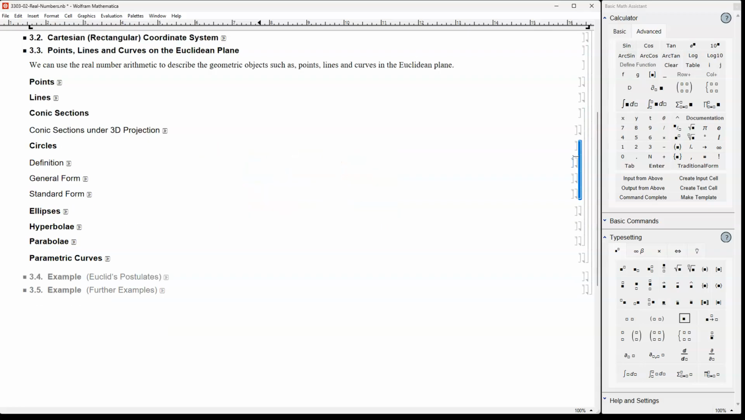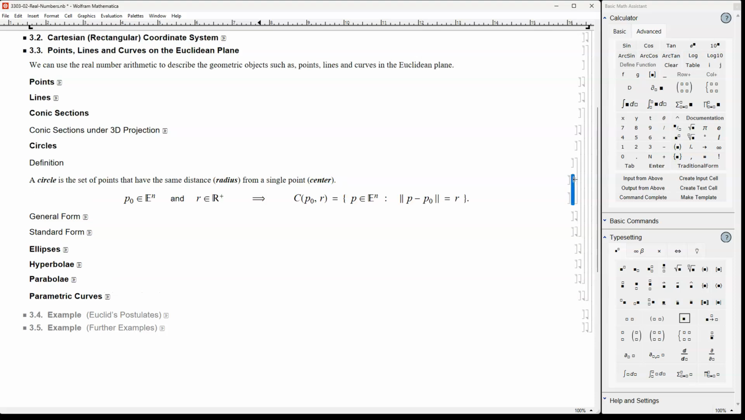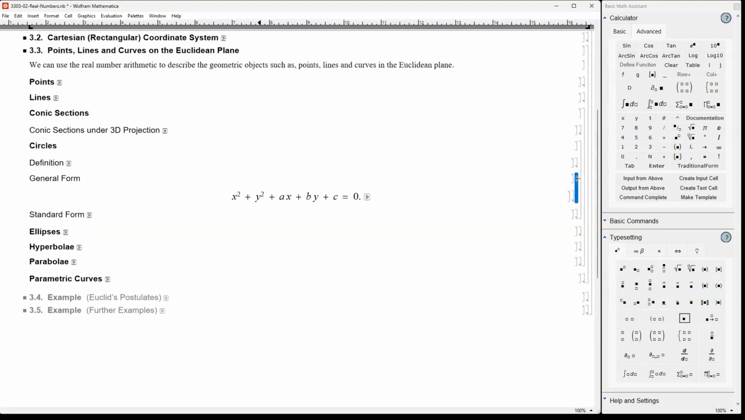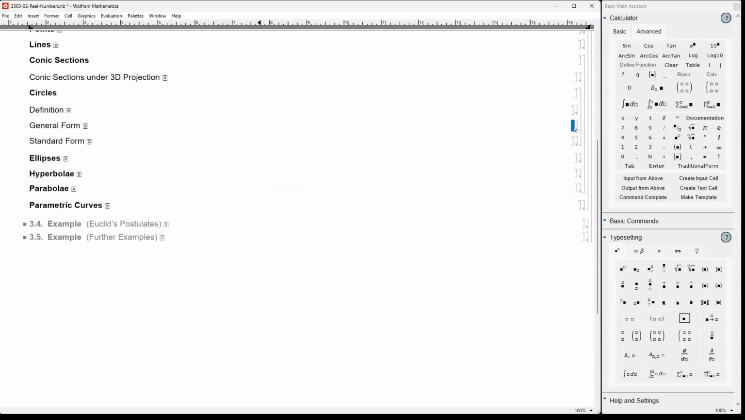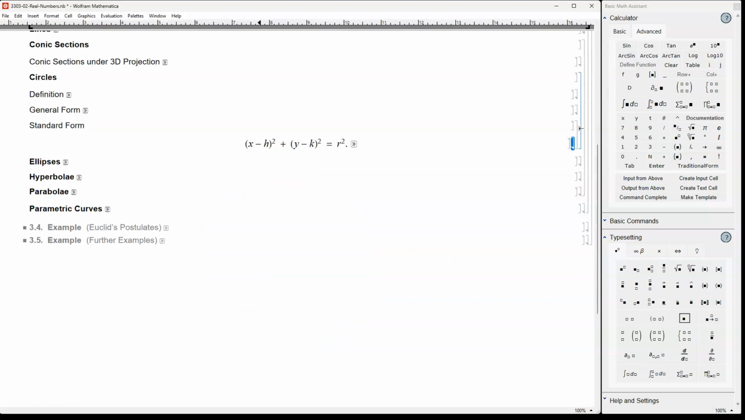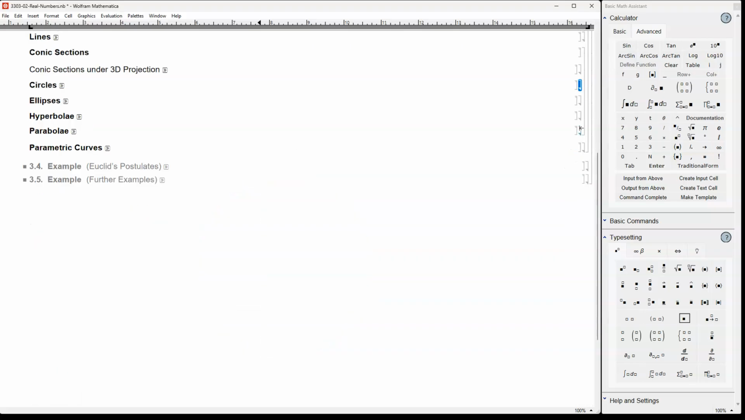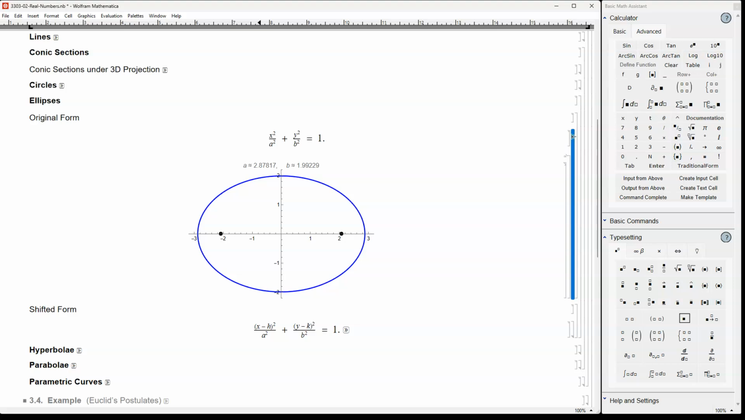And then an example of a circle. The definition is a set of all points that have the same distance from the center. General form. Okay, alright, we have a picture. Yeah, okay, standard form, and so on. So what do we get? We get all those nice pictures of circles, and before those lines, and now ellipses based upon algebraic equations.